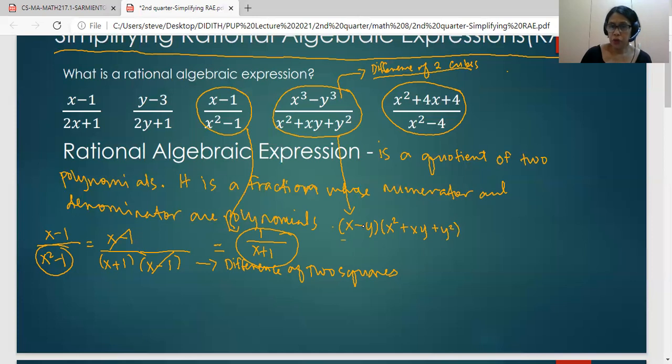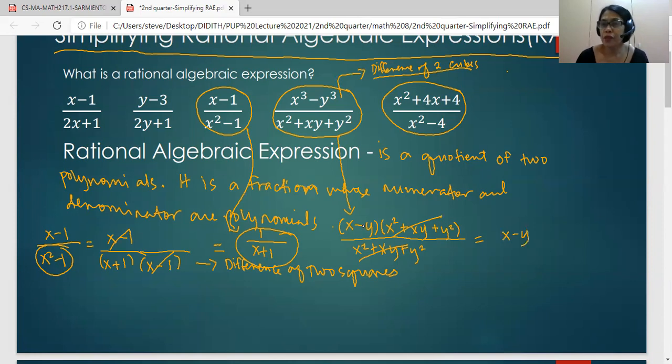Now, we don't need to factor the denominator since we see that the denominator is the same as the second factor of the numerator. So we will just rewrite x squared plus xy plus y squared, and then cancel the common factor. So when simplified, we have x minus y.